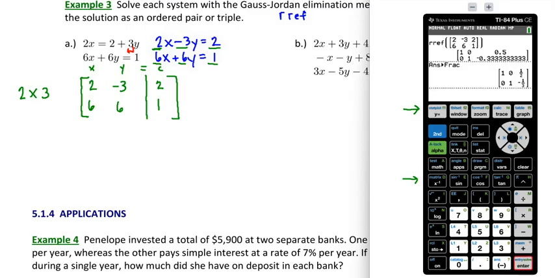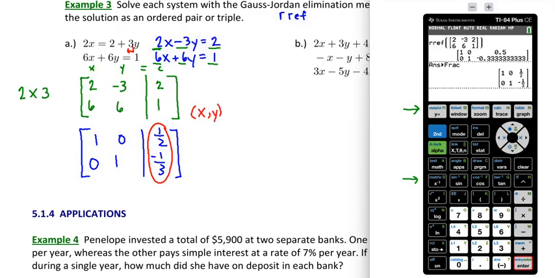So we're going to record that information on our work. Row 1, we have 1, 0, and 1/2. I'm going to go ahead and enter that vertical bar to separate out the augment. And row 2, we have 0, 1, and -1/3. The beauty of this method is the solution to my system is right here. So my ordered pair (x, y) solution is (1/2, -1/3).